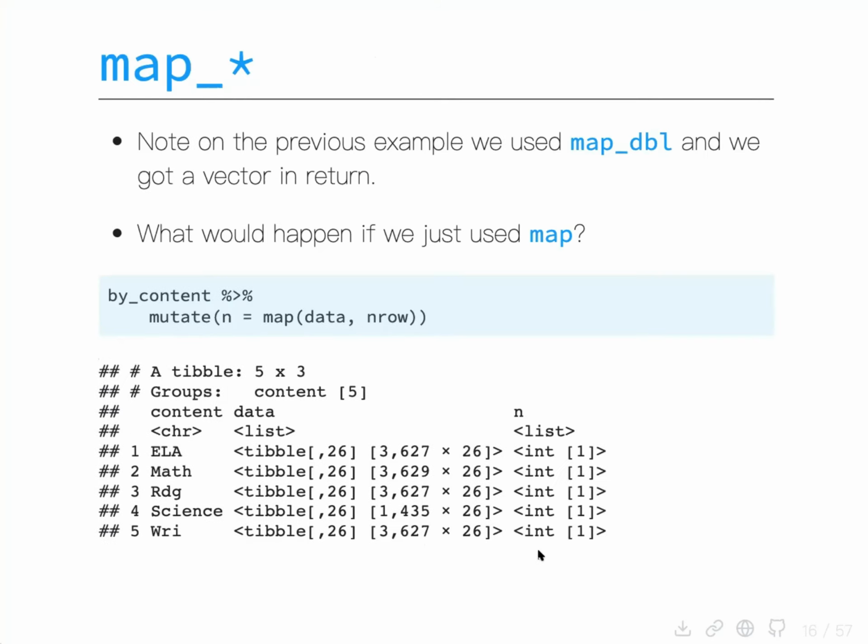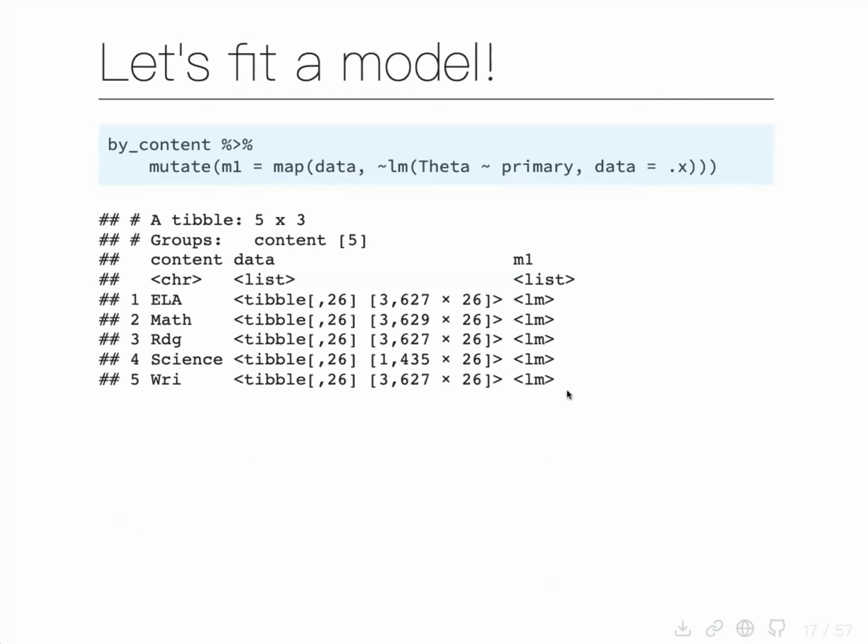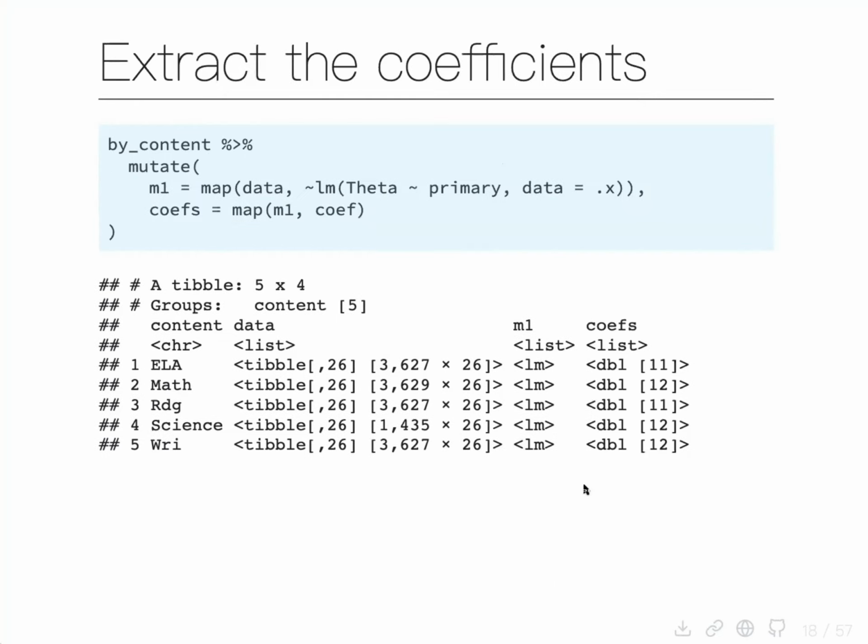Okay, so then we went ahead and fit a model. So we said, okay, now we're going to loop through data and we're going to fit our first model. So m1, here's m1, and it's a list where each element is a model. And then we could loop through that model object and extract the coefficients. So we say coef, we get a list of the coefficients.